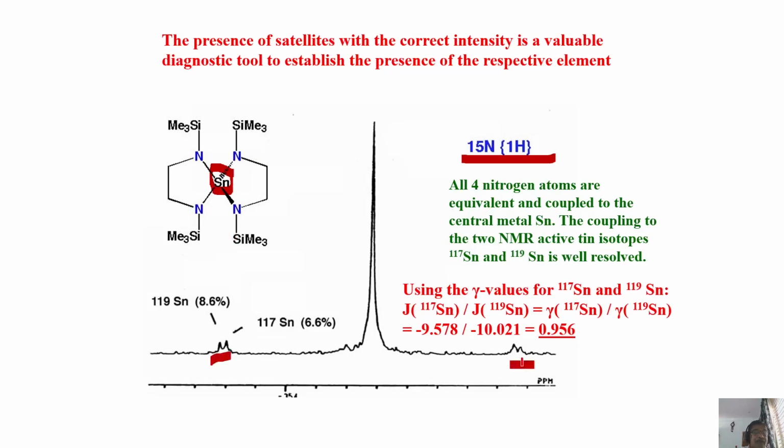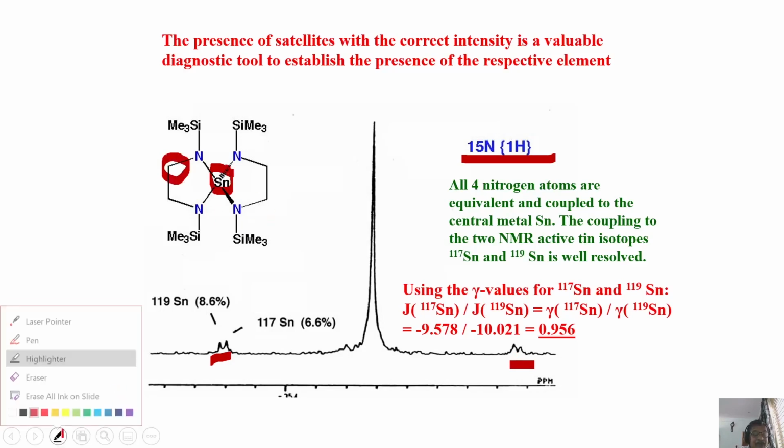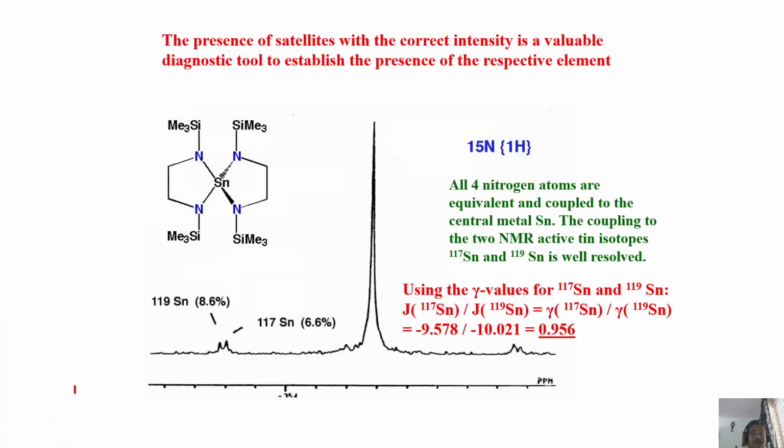What are these small lines? They are satellites, but not carbon-13 satellites like this. They are satellites of tin. Tin has 2 isotopes. Tin, of course, in principle there are 3. We'll ignore 115. Tin 117 and tin 119. There are 2 isotopes, and each of them can couple to nitrogen.